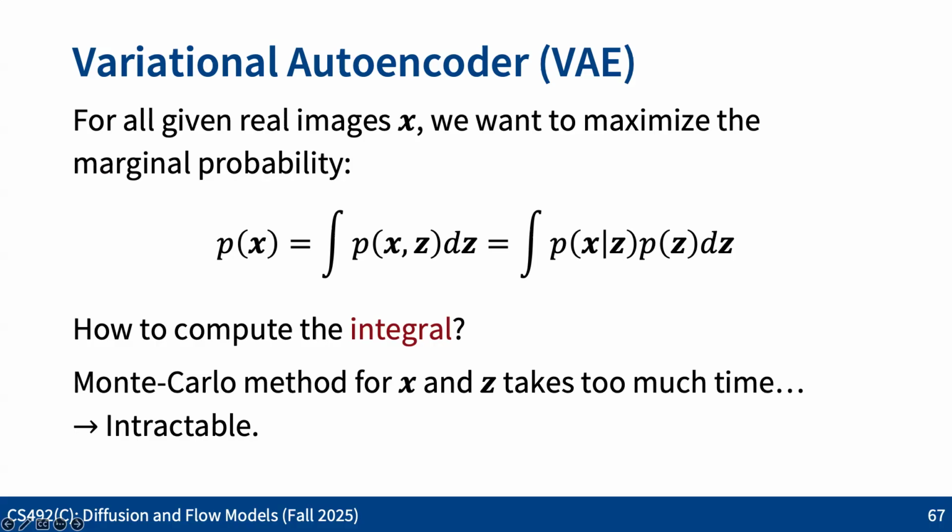The problem of all the things here is that this basically involves the integral over the z, which means that we need to compute this not only for some single z, but basically need to take the integral over the entire space of the z. How can we compute the integral in this case? So actually, that's the issue.